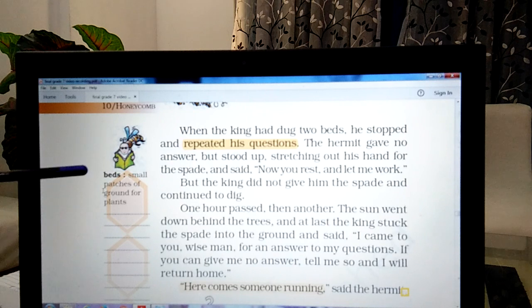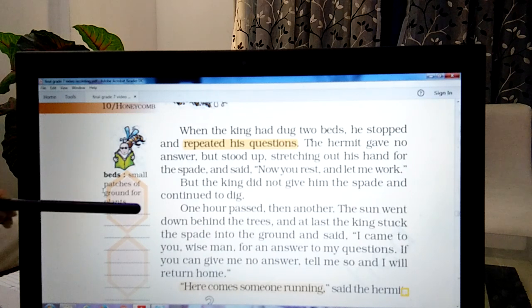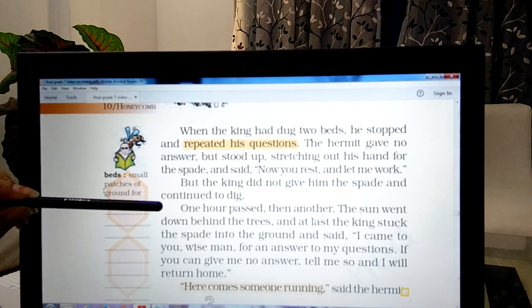I forgot to tell you the meaning of beds here. Small patches of ground for plants. We dig a small area and we just sow the seeds. One hour passed, then another.